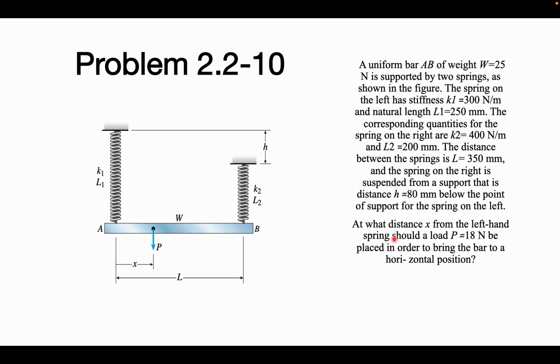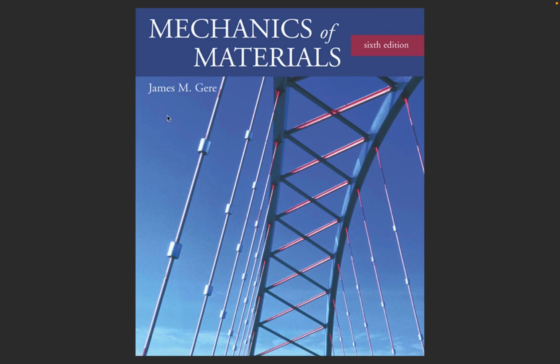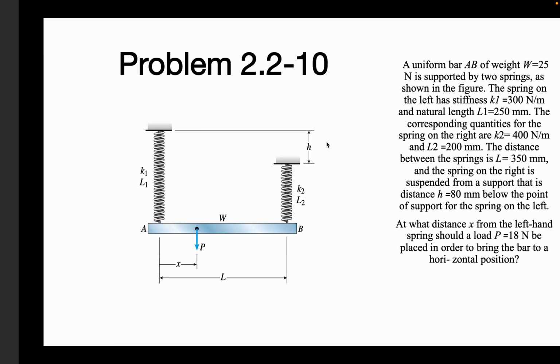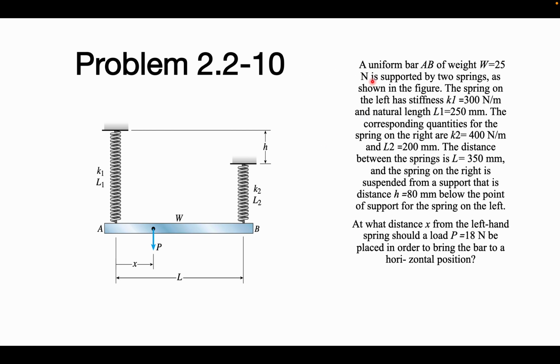Hey guys, today we'll be talking about part 10 of problem 2.2 from the book Mechanics of Materials, 6th edition by James M. Gere. Here, the question states that a uniform bar AB of weight W, which is equal to 25 Newton, is supported by two springs, as we can see here in the diagram.